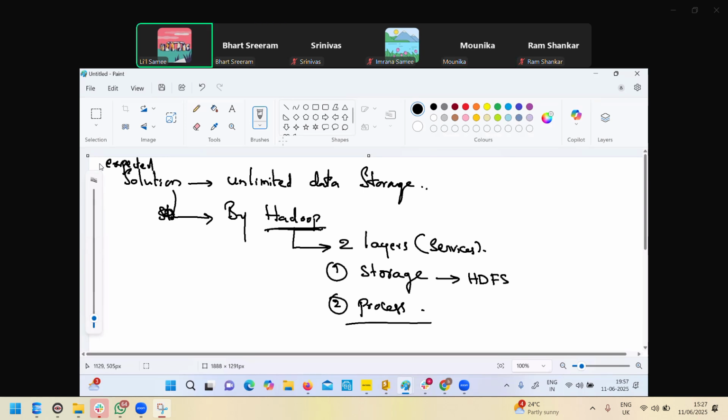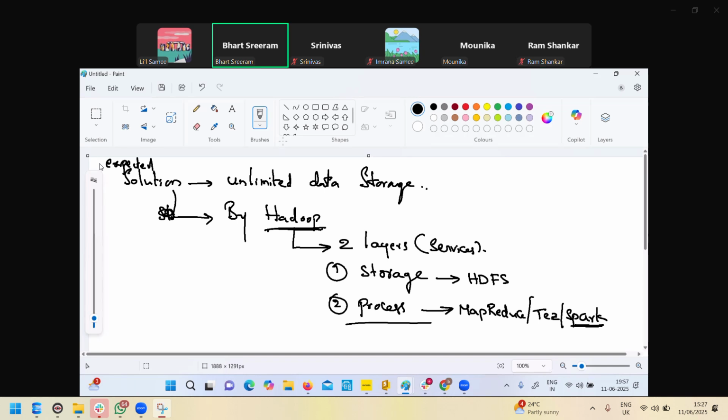HDFS for storage, and here for process: in the beginning of Hadoop, MapReduce. After that, Tez. Now the latest is Spark. Here we are now. Our goal is to enter into Spark.